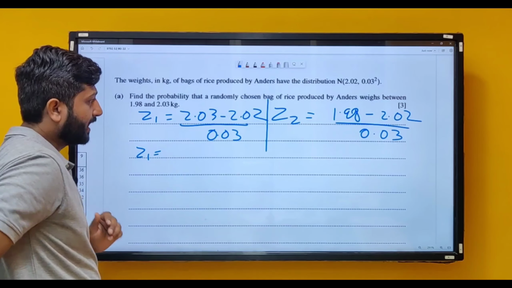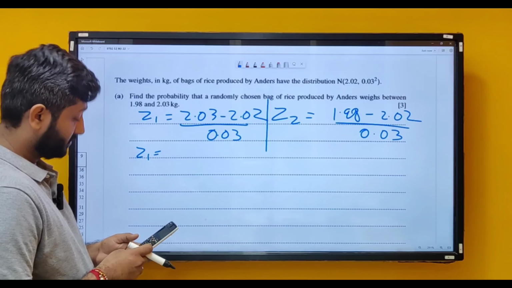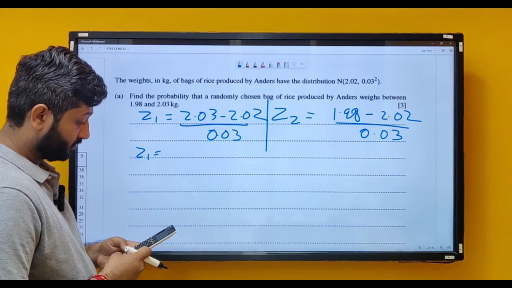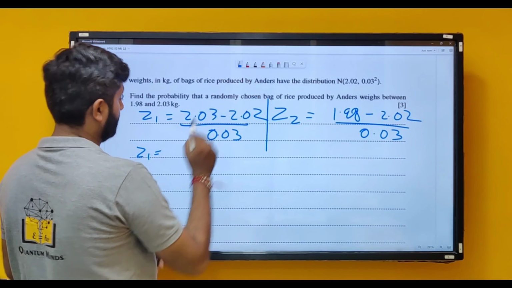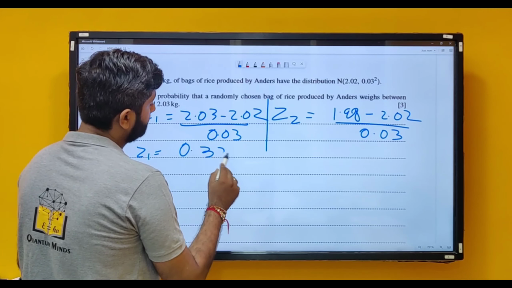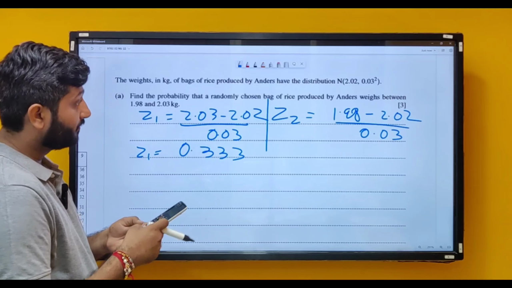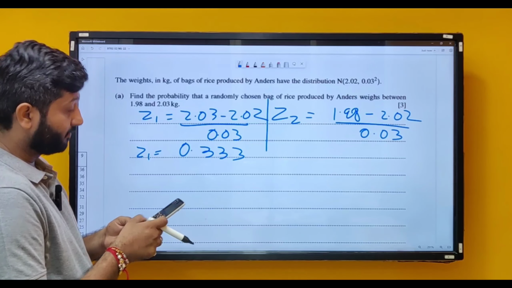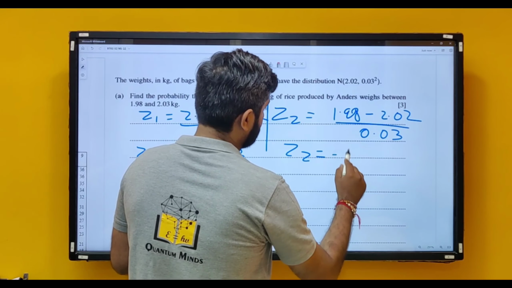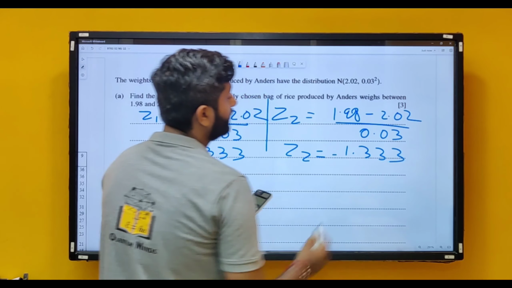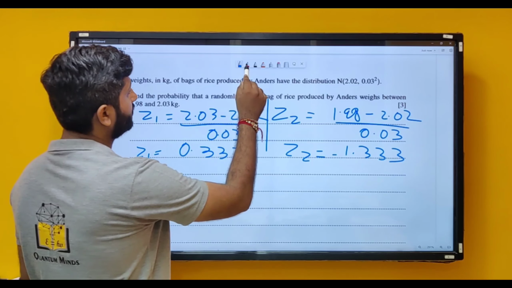So let me just do this in calculator. I have 2.03 minus 2.02 divided by 0.03. I think this is 1 by 3, which is 0.333, and this is going to be 1.98 minus 2.02 divided by 0.03, which is minus 4 by 3. Okay, so Z2 is minus 1.333. So now I'm supposed to find the probability between 1.98 and 2.03.